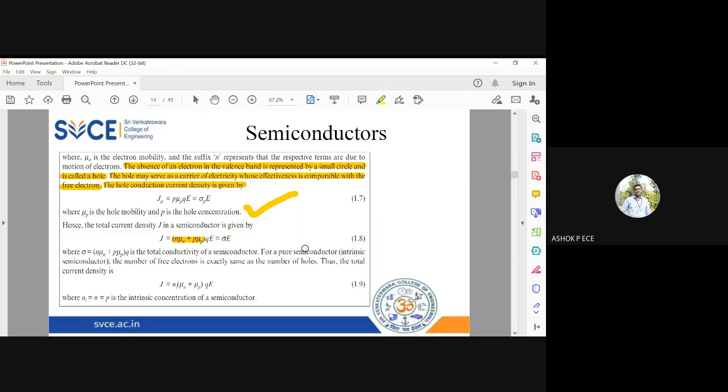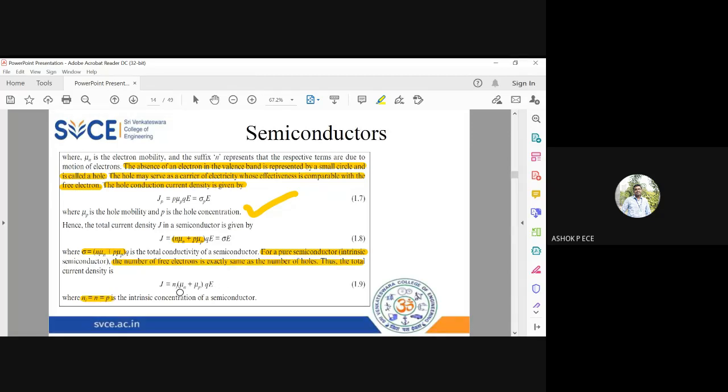So in semiconductors, a very, very important thing: the conductivity depends on electrons and holes. See here, the expression for sigma is n into mu n plus p into mu p, whole thing multiplied by q. The conductivity depends on n, the number of electrons, and on p, the number of holes. It depends on when the semiconductor is pure. You are not going to add any impurity. Then the number of electrons and holes will be the same, and I am going to equate that as ni equal to n equal to p.